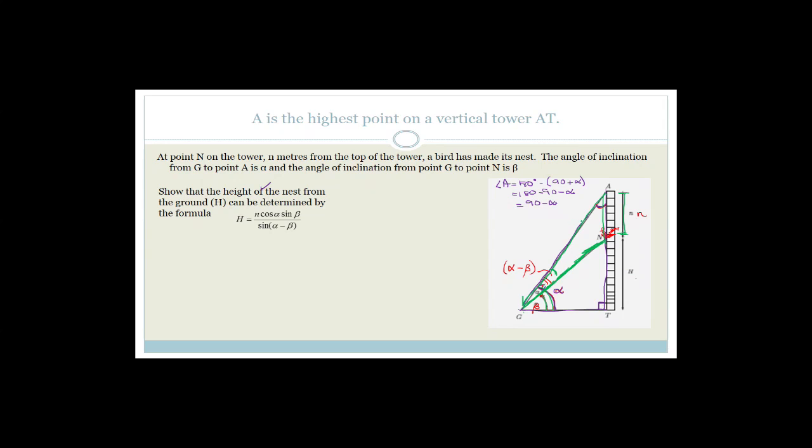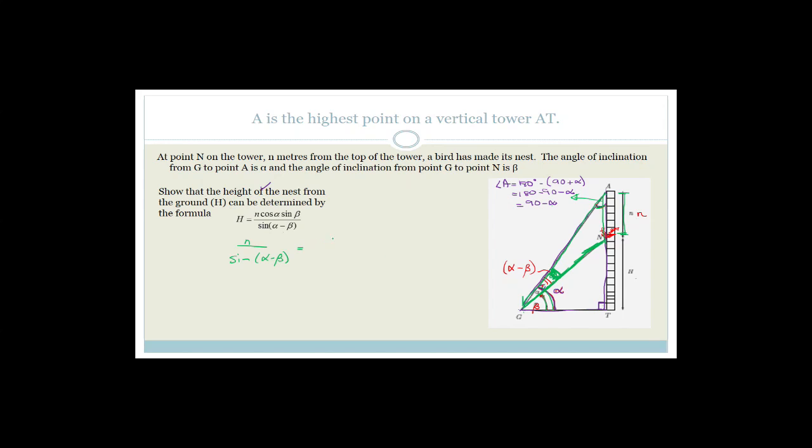So I'm thinking either I must use the sine rule or the cos rule, obviously not the area rule because they haven't asked us. But if you think about this, here is sine of alpha minus beta, and that angle there is alpha minus beta. So you can see that they're hinting to us that we should use the sine rule. So if I say I have got n over sine of alpha minus beta, then what is opposite to the bridge side is this little angle here, which we worked out to be 90 minus alpha.